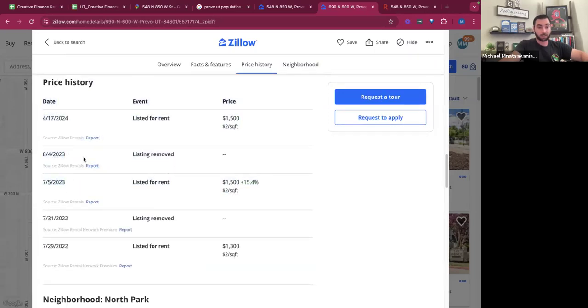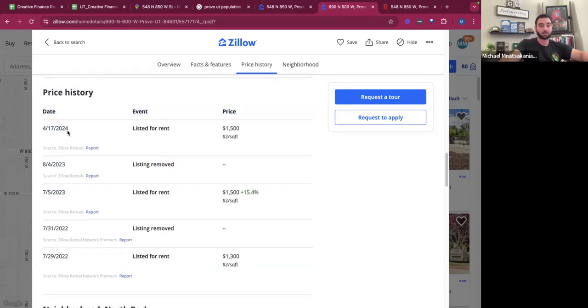Listed July of last year, and within a month they were actually able to rent it. Usually if you remove the listing, it means it got rented. That's the only way to really track it. So it looks like it did rent for 1,500 before, but they've since listed it in April of 2024 at 1,500 and have not been able to.